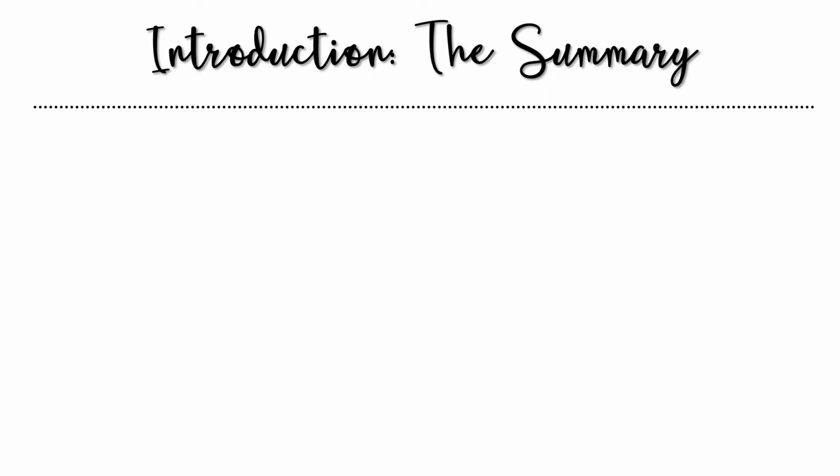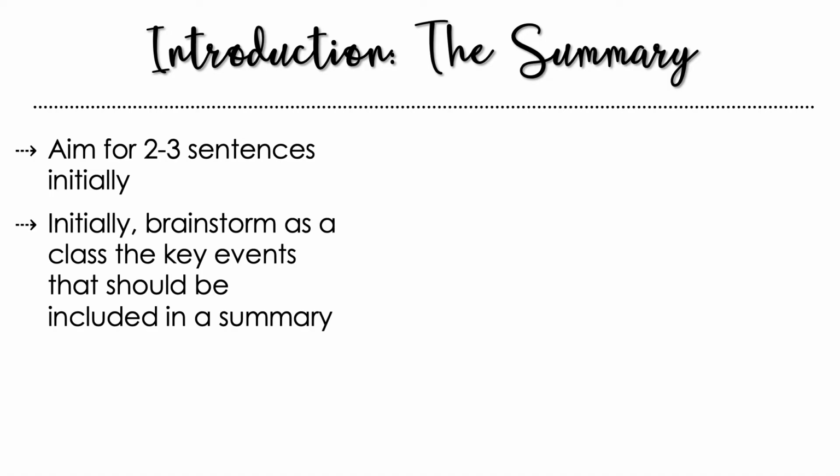Then the next part of the introduction is the summary. In the summary, you initially want to aim for about 2 to 3 sentences for students to write. We don't want them writing a ton of summary because that's not what we're asking them to do. We're asking them to write a response to a literary analysis prompt. We don't really care about the summary in the same capacity that we care about their evidence and their analysis. So initially with your class, it's very helpful to brainstorm together the key events that should be included in a summary.